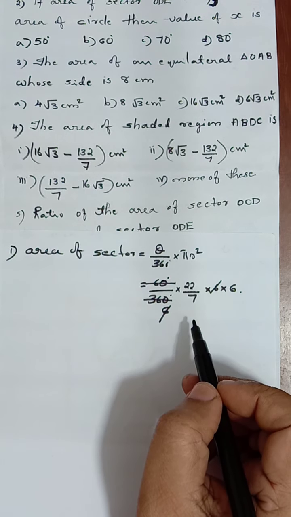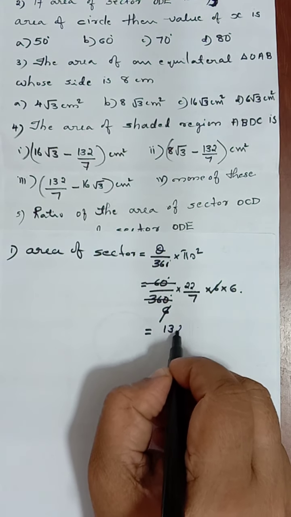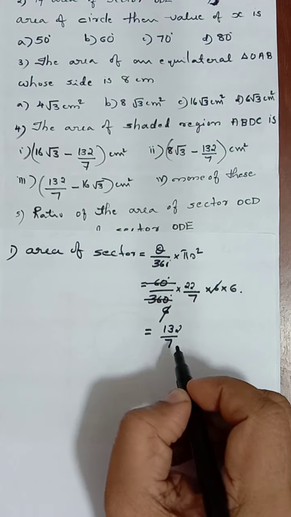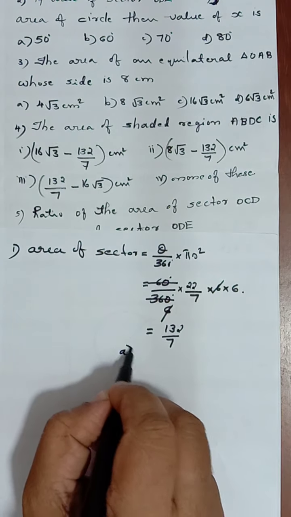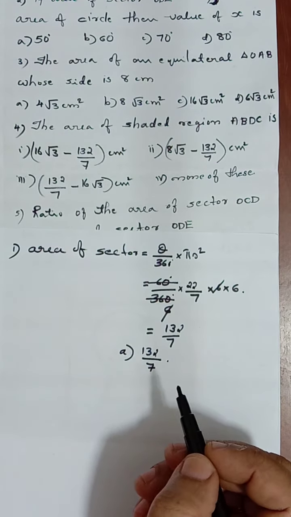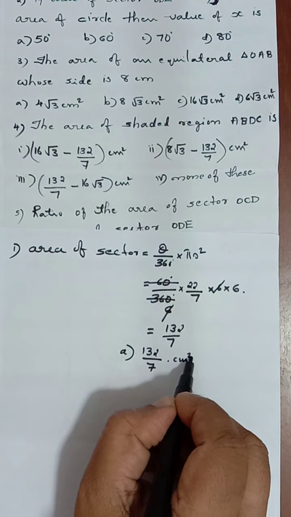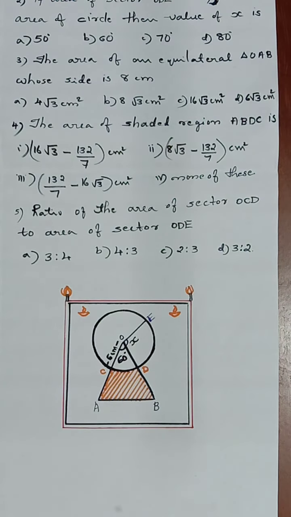So let us multiply 22 into 6. What do we get? 22 into 6 will be 132 divided by 7. This is our option A. 132 divided by 7 is correct. That comes in cm square. Okay. Option A is correct. Now check the figure again.